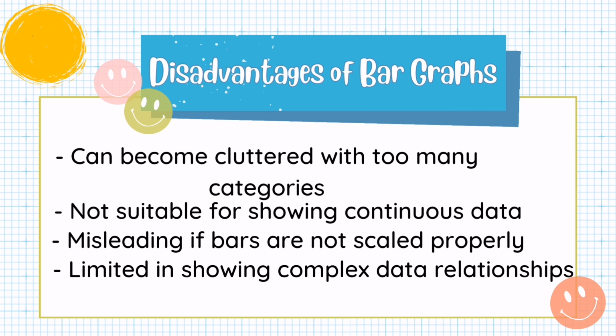It can be misleading if bars are not scaled properly. If someone changes the scale, like making one bar look huge by shrinking the others, the graph can be misleading. And it is limited in showing complex data relationships. Bar graphs are not great for showing complex data, for example, relationships between multiple variables. While bar graphs are easy and useful, we need to use them correctly and at the right time.